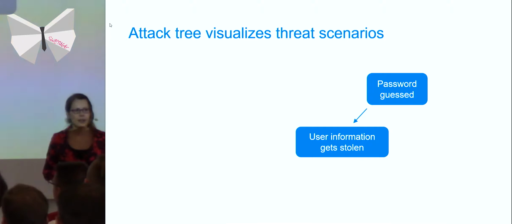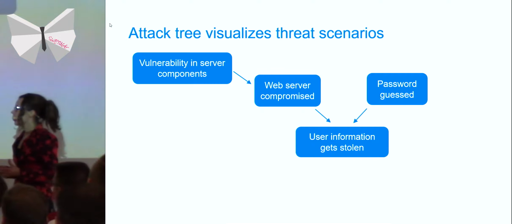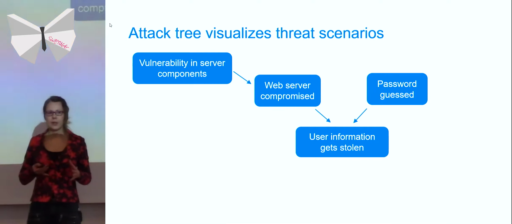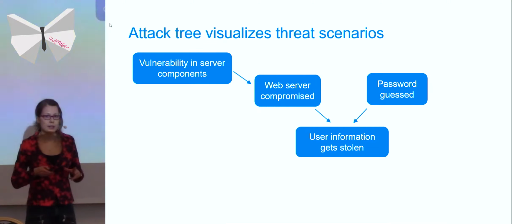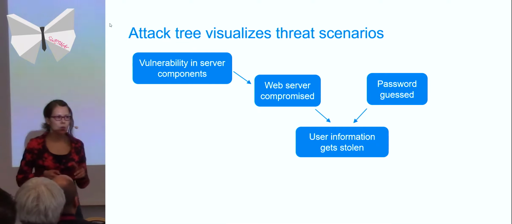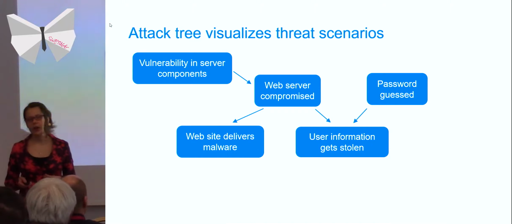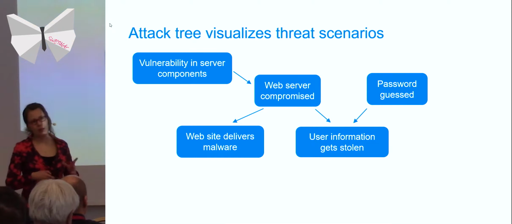Another threat is that there's a vulnerability in the server components, and if it can be exploited, it's possible that the web server is compromised. Again, you can see information about users, maybe this time about all the users and not just one. Also, someone could plant malicious JavaScript on the site, so everybody who visits the site gets malware, or they're mining cryptocurrency while they're on the site.